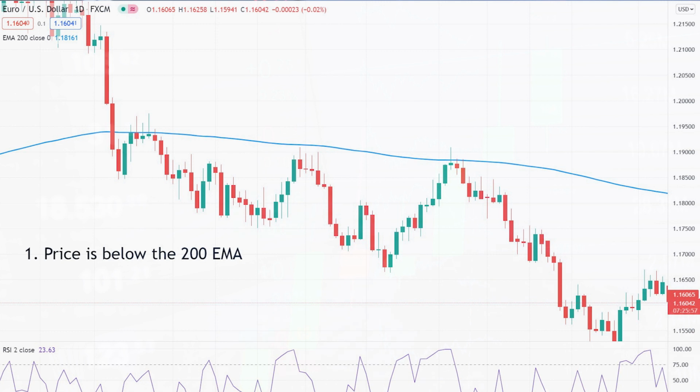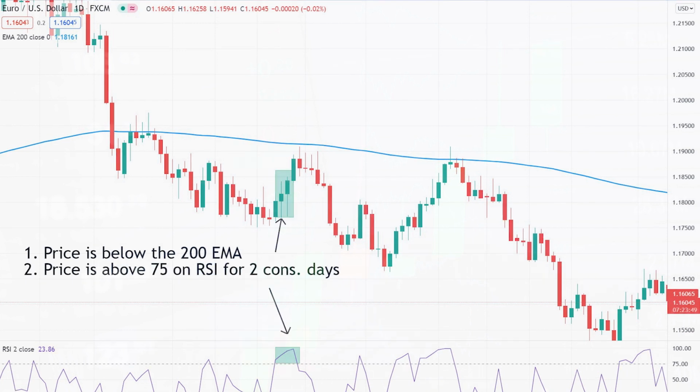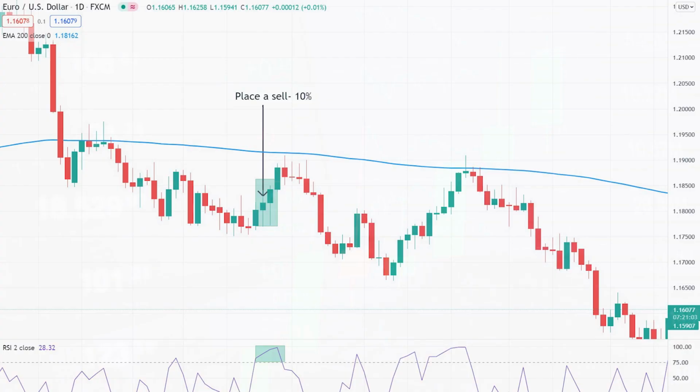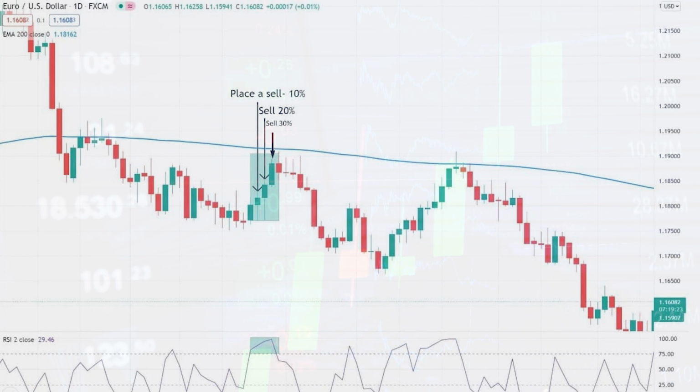So price needs to be below the 200-day EMA. Price must be above the 75 level for 2 consecutive days. On the close of the second day of price being above the 75 on the RSI, enter 10% of your sell position. On the third day, if price closes higher than your previous entry price, enter 20% of your sell position. On the fourth day, if price closes higher than your previous entry prices again, enter 30% of your position.